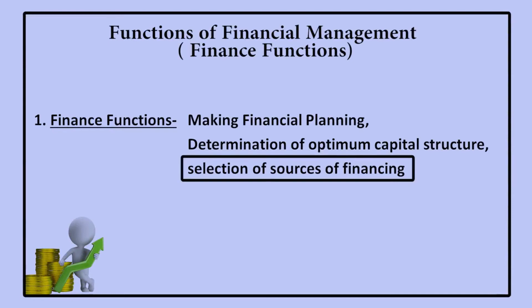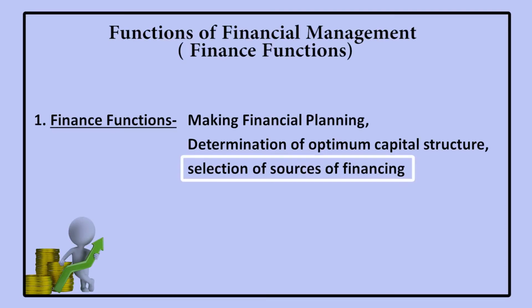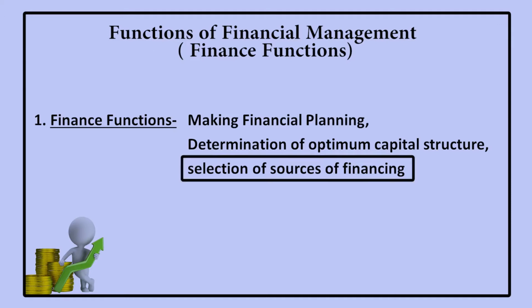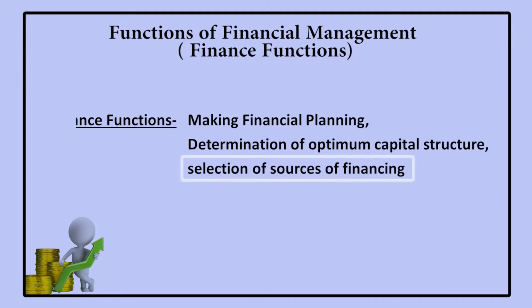Now, the third part of the finance function is the selection of sources of finance. That means there are different types of sources of finance: the equity source, debt finance, and apart from that, acquiring finance from the banking sectors. So these are the main sources of finance.